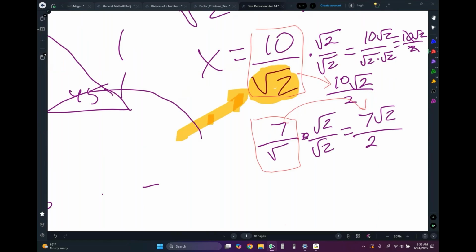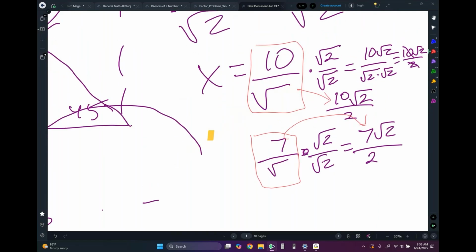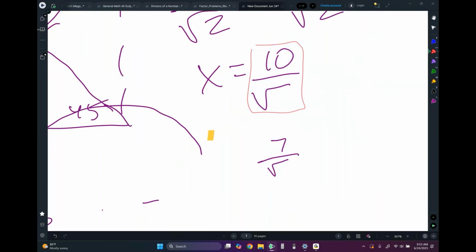So here's my question. What if it was 10 over root 3? Then what would I do? You'd multiply by root 3 over root 3, because root 3 over root 3 is really just what? What do you think root 3 over root 3 is? 1. I'm just multiplying by 1 in a strange way, right?